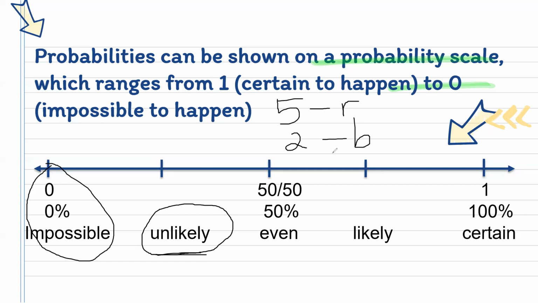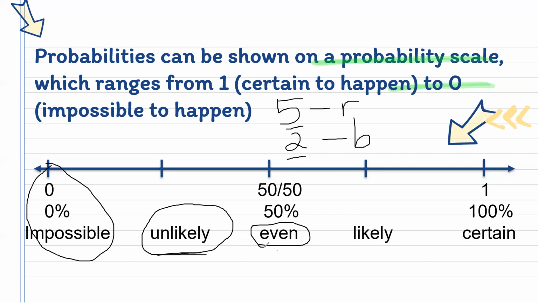So this one, as you can see, we only have 2 blue marbles, and then we have 5 red marbles. Then describing the probability of getting a blue marble is unlikely, because you have a lesser number of blue marbles than red marbles. So you have a lesser chance of getting a blue marble when you pick a marble from the bag without looking.